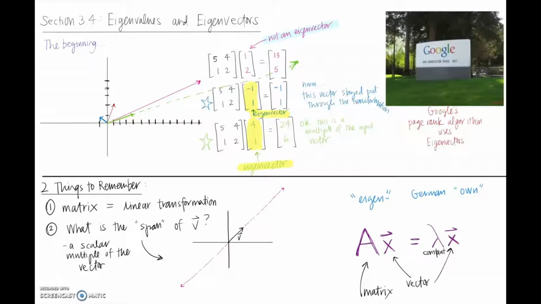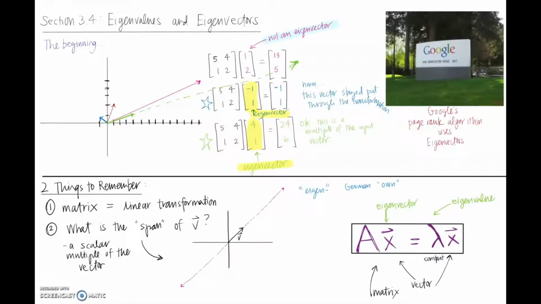And so this right here is actually the eigenvector. If this relationship holds, this is the eigenvector, and this constant is the eigenvalue. What did you have to multiply the vector by to make this statement true?